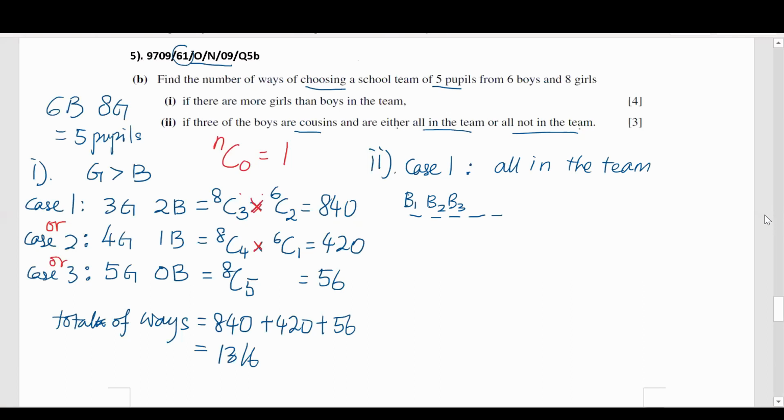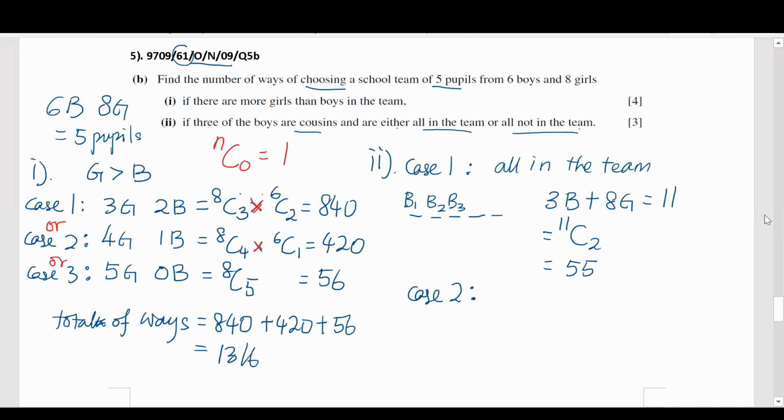And out of 6 boys, if 3 of them are cousins and all 3 of them are in the team, then we still have 3 boys left. And together with 8 girls, we still have 11 pupils. Out of these 11 pupils, we need to choose 2 more pupils to form a team of 5. All right. So the number of ways is given by 11C2, and from the calculator, the number is 55.